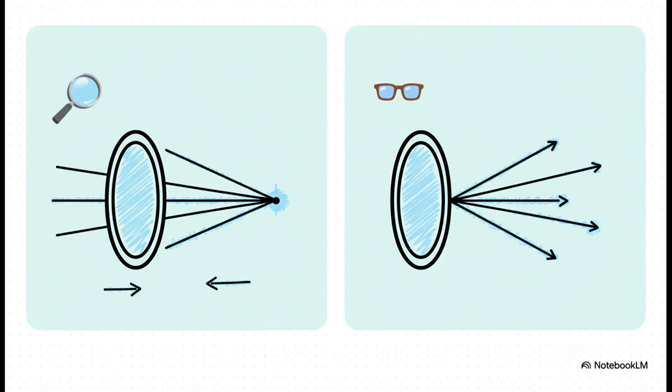And again, we mainly have two types. A convex lens is fat in the middle and thin at the edges. It converges light, bringing it all to a single point. A concave lens is the opposite. It's thin in the middle and thicker at the edges, and it diverges light, spreading it all out.